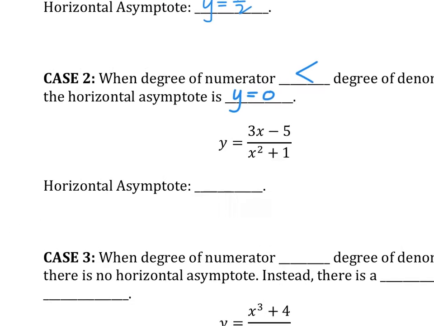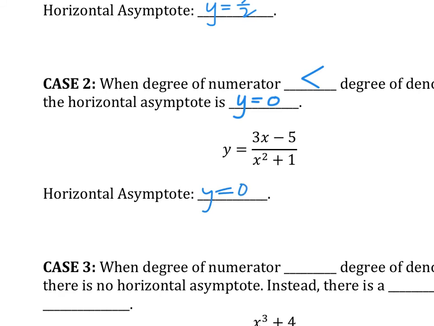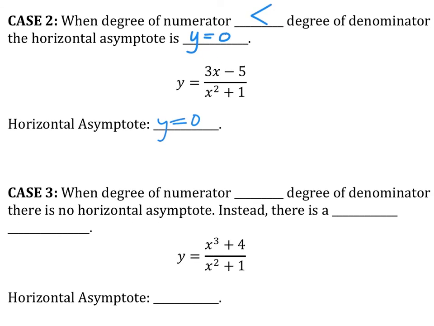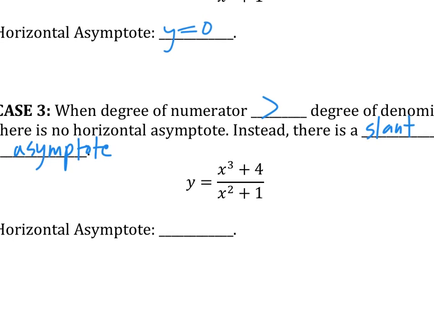The third, I forgot to write this here. When the degree of the numerator is bigger than the degree of the denominator, there is no horizontal asymptote. Instead, there is a slant asymptote. We're not going to solve for the slant asymptote this year, but we'll do it next year. For example, this one: degree in the numerator is what? 3. What's the degree in the denominator? 2. So 3 is bigger than 2. There is no horizontal asymptote. None.